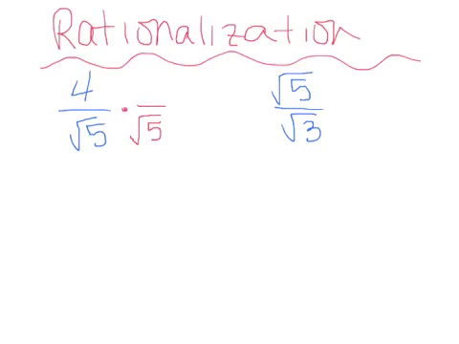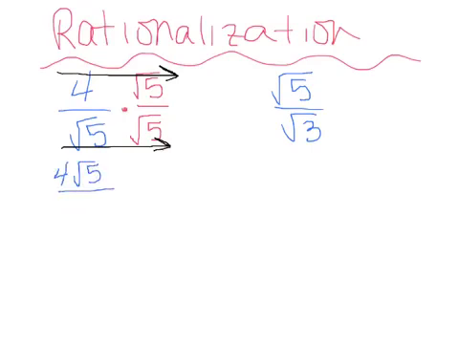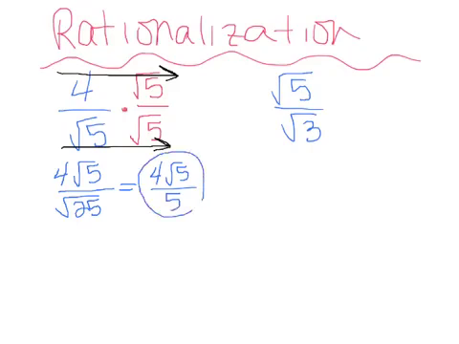Now, in math, we've learned I can't just randomly multiply something by something else, but I can multiply it by 1. Square root of 5 over the square root of 5 is the same as 1. So I'm multiplying 4 over the square root of 5 very creatively by 1. When I multiply, I multiply across the top and across the bottom. So that gives me 4 square roots of 5 over the square root of 5 times the square root of 5, which is the square root of 25, which simplifies into 5. And I have my answer.